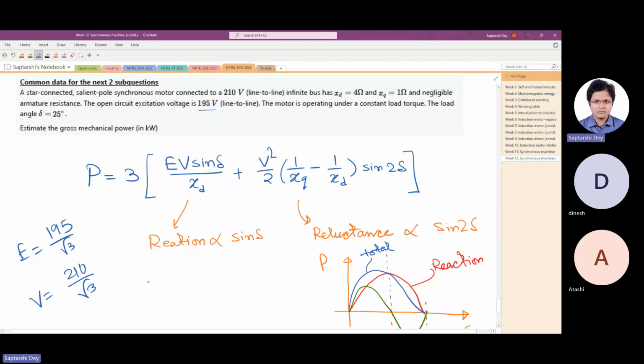They said 25 degree, maybe that is where it is getting the maximum torque, we don't know. Estimate the gross mechanical power. Just substitute the values. You should get close to 17 kilowatt.